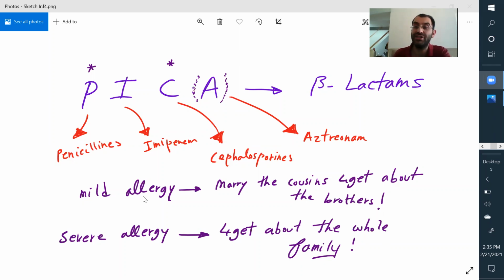Mild allergy, rash only to penicillins: can I still use cephalosporins? Yes, I can. Will I use penicillins? No, not anymore. My patient has a mild allergy rash to penicillins. I will not give them penicillins, but I can give them cephalosporins. The sketch is clear for everybody, because we are moving on.